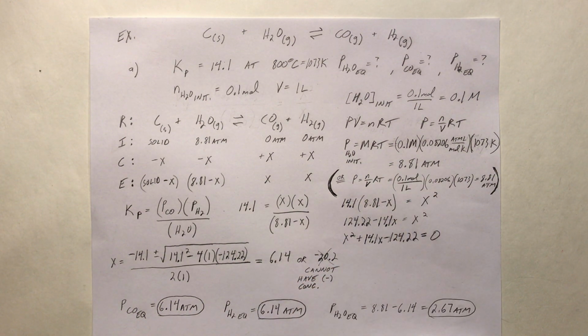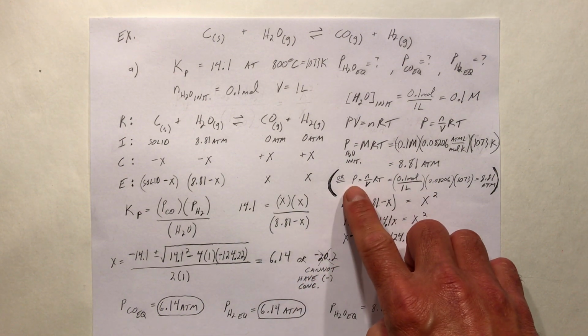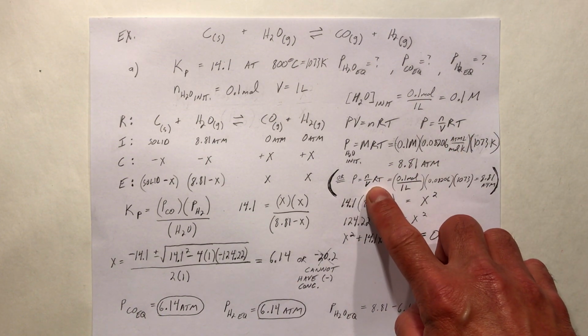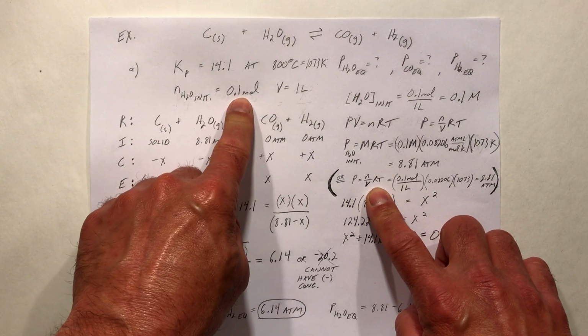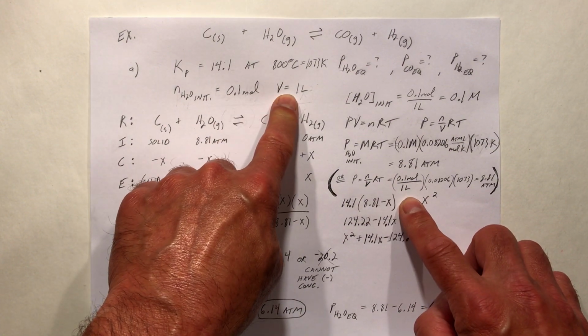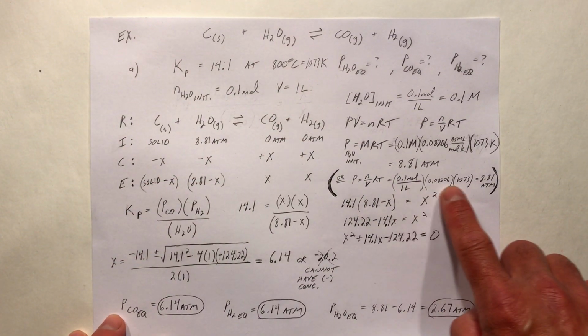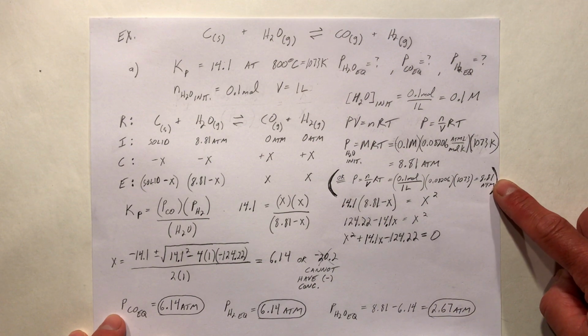Now here's a little bit of a shorter way to do it. You can just say that P is equal to n over V times RT. We derive that again from the ideal gas law. Then plug in the moles and the volume, so 0.1 moles and 1 liter for n and V, and multiply out by everything else, and you get 8.81.